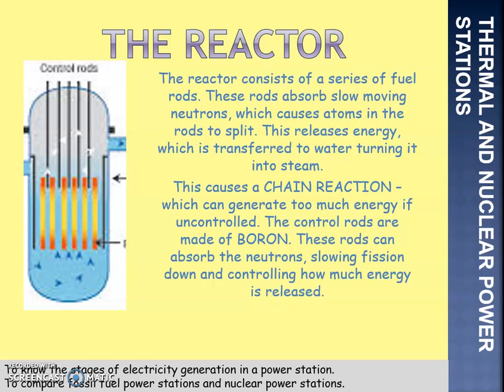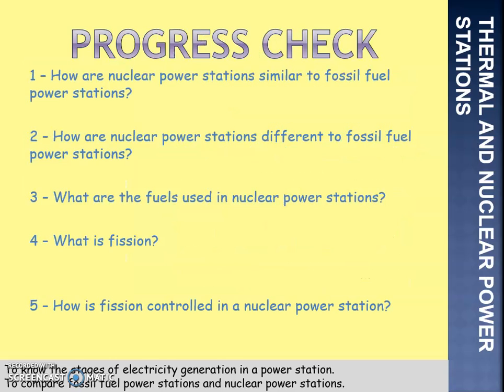The control rods are made of boron. When the energy released is getting too high, we can lower these boron rods into the reaction. That absorbs neutrons, which slows the fission down. It stops the splitting taking place and controls how much energy is released. Quick 5 questions on nuclear power then, if you could pause the video and answer those 5.